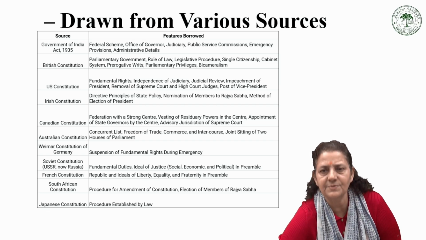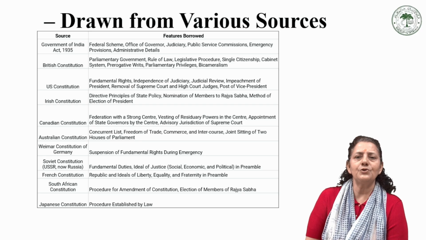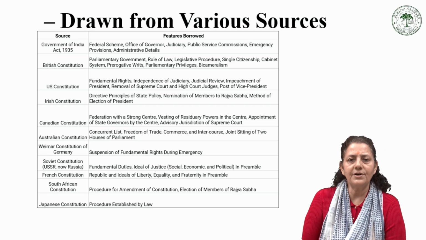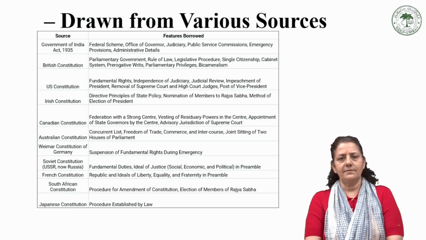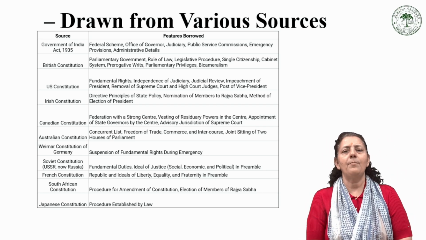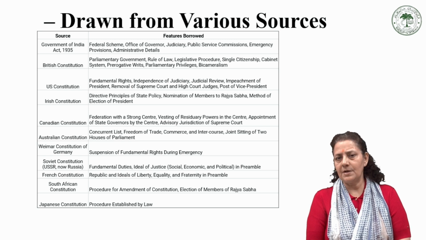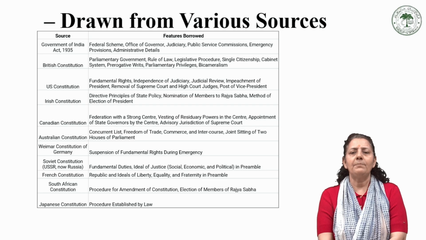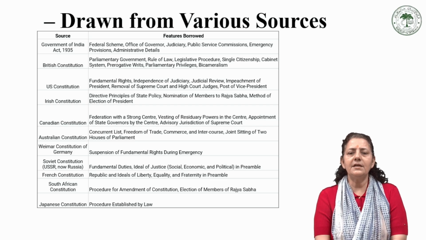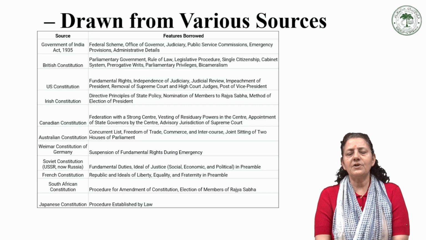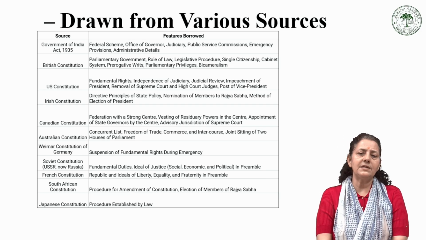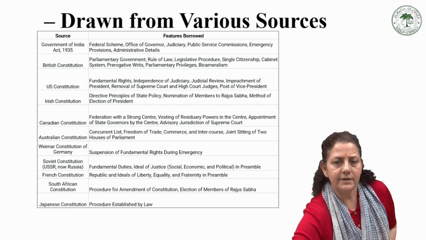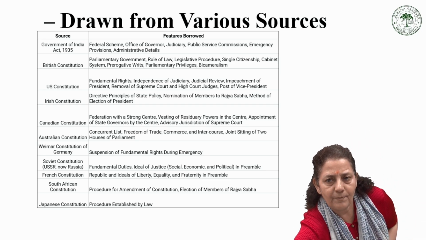ensuring collective responsibility. The US Constitution inspired the fundamental rights, independence of the judiciary, judicial review, and the post of vice president. From the Irish Constitution, India borrowed the directive principles of state policy, the method of electing the president, and nomination of members to the Rajya Sabha. The Canadian model contributed federalism with a strong center and advisory jurisdiction of the Supreme Court, while Australia provided the concurrent list and joint sitting of Parliament.